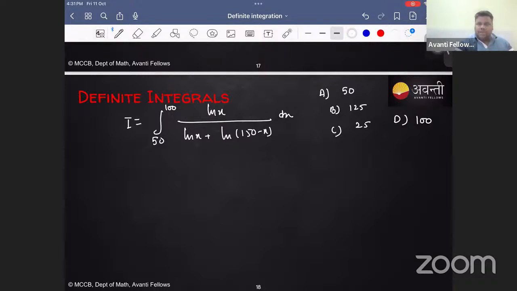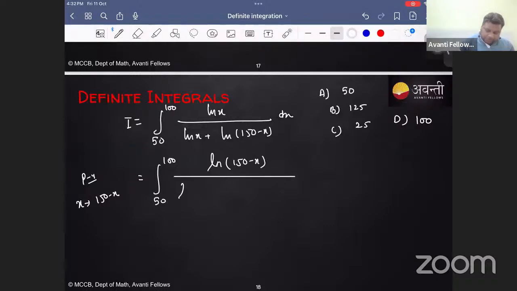All right. Nobody gave me the correct answer for this simple question even. I don't know how you guys are trying. See, first of all, I will apply the same property which we did yesterday. So I will replace x by 150 minus x, that is a plus b minus x. So from 50 to 100, it will be ln of 150 minus x upon ln 150 minus x plus ln x dx. Yes or no? Now let us consider this is first, this is second.